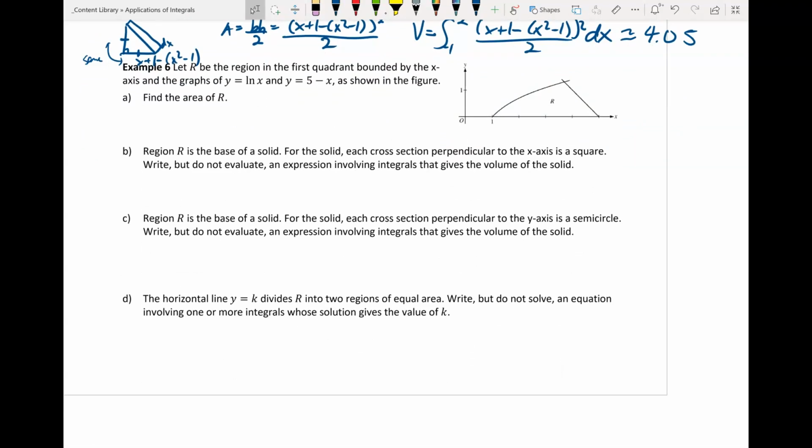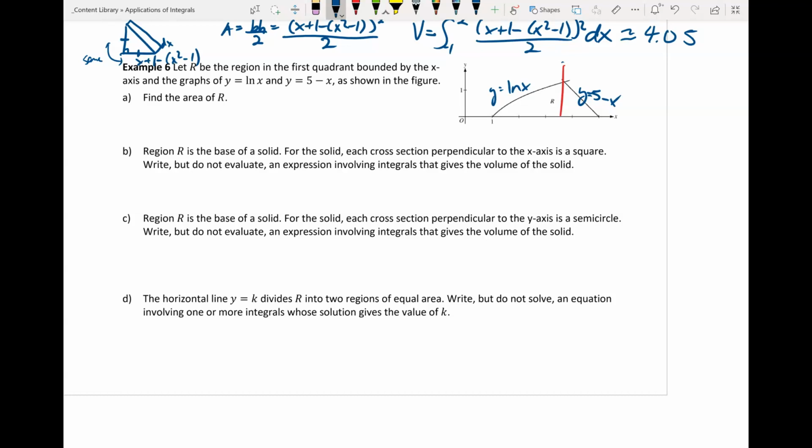For example 6, we're given a region in the first quadrant bounded by the x-axis and the graphs ln x and 5 minus x. So this is your ln x. This is 5 minus x. To find the area, we need to break this into two sections right here, because we have one where the ln x value is higher than our x-axis, and then our equation changes to 5 minus x, and that's higher than our x-axis.